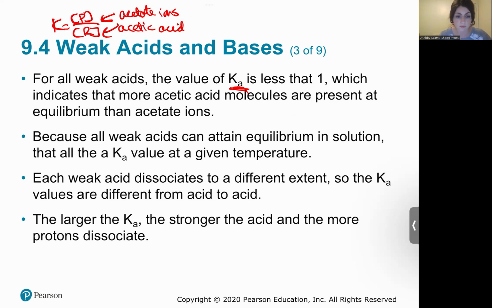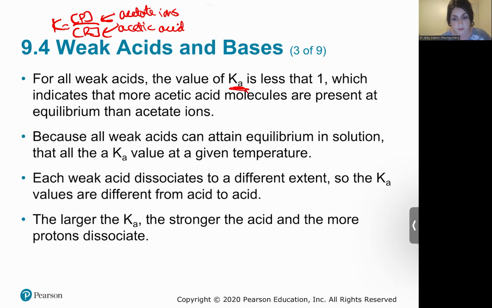so this is going to be for the Ka at a given temperature. So we could talk about different temperatures, but for now, we're just going to consider everything at one given temperature. There's going to be a different amount to which each weak acid is going to dissociate. So that happens to different extents for different weak acids, and those constant values, therefore, are different from acid to acid. So remember when you were looking at those tables, that's why those constants are different.